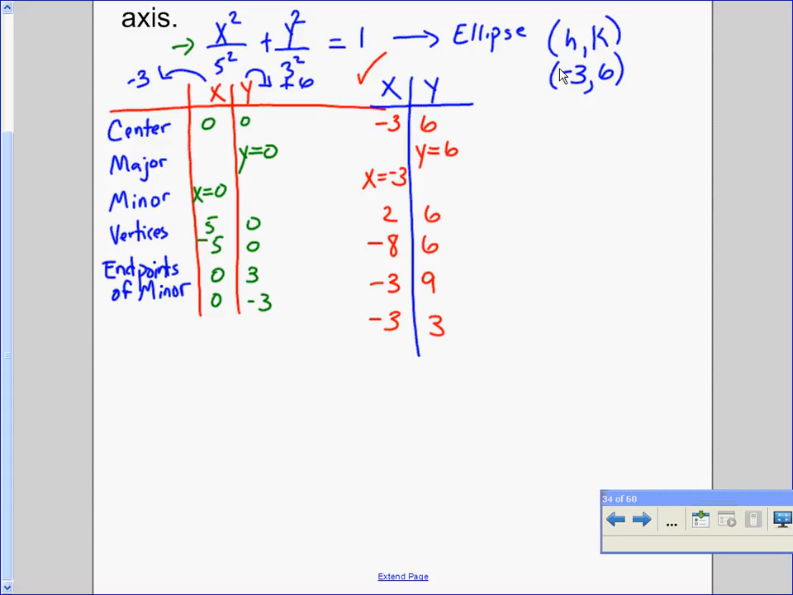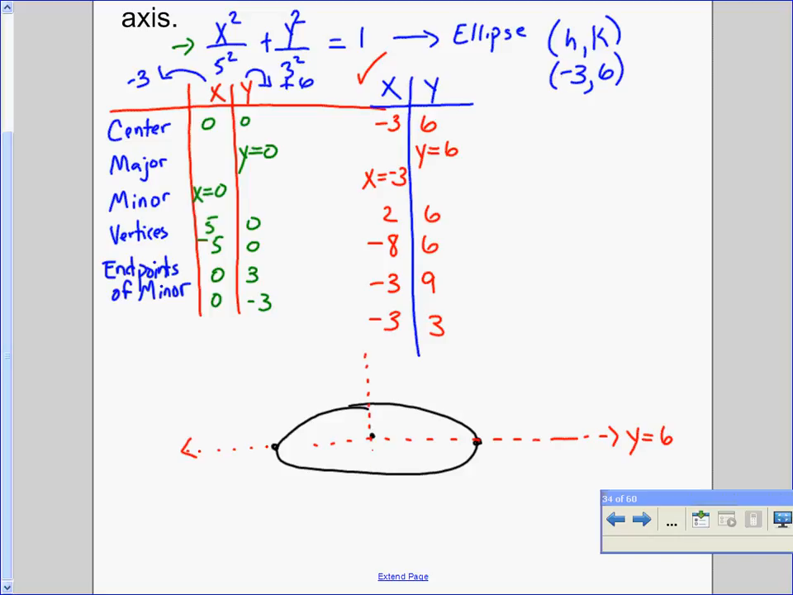So once I have that, then I can just sketch an ellipse. We know we have an ellipse where the major axis is our x is going to be. So we're going to have something like this. So I would just sketch an ellipse and then start labeling everything. Okay, so what you have is your major axis along here. And we know our major axis is going to be the equation y equals 6. And our minor axis is going to be here.